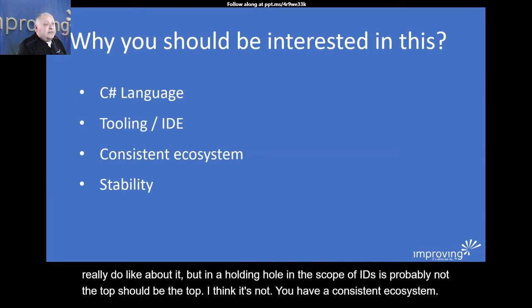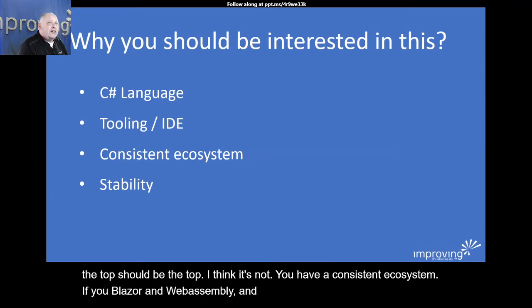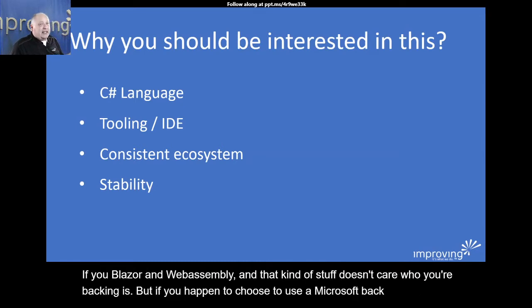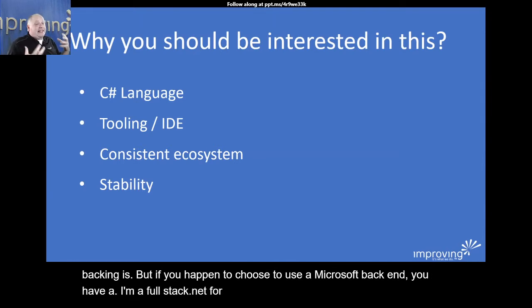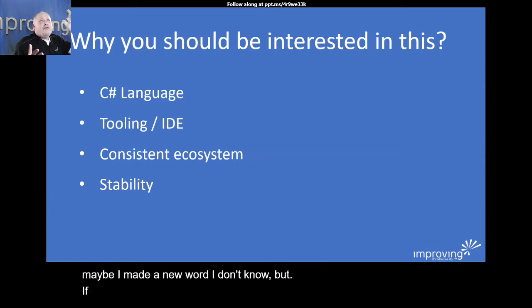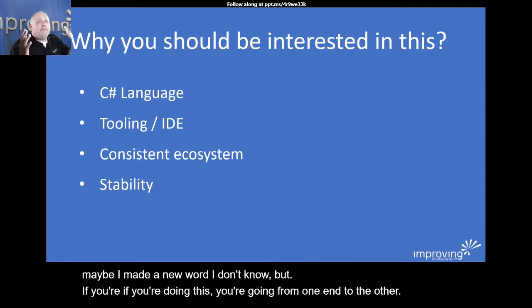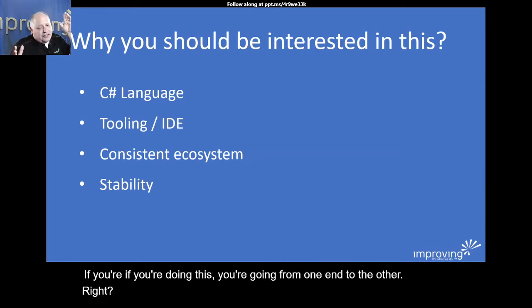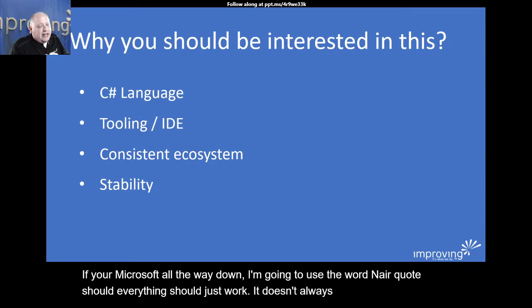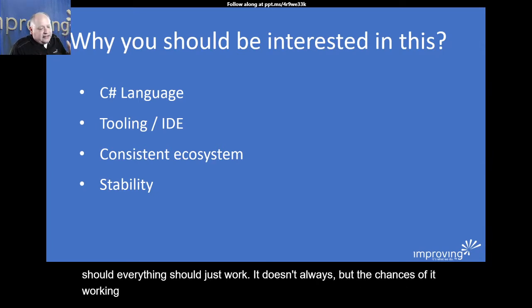You have a consistent ecosystem. Blazor and the WebAssembly and that kind of stuff doesn't care who your backend is, but if you happen to choose to use a Microsoft backend, you'll have, I'm a full stack .NET developer. .NET? Maybe I made a new word. I don't know. But if you're doing this, you're going from one end to the other, right? If you're Microsoft all the way down, everything, in air quotes, should just work. It doesn't always, but the chances of it working by staying in the .NET and the Microsoft ecosystem goes way up.